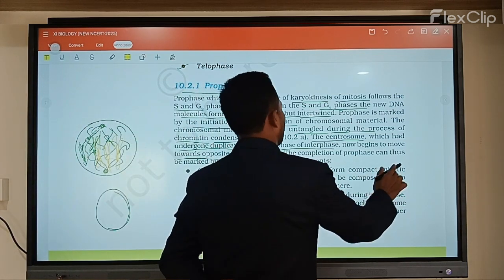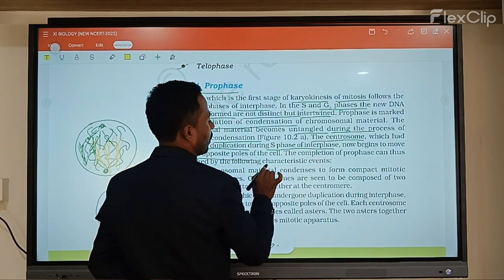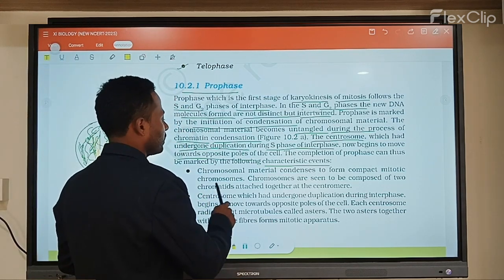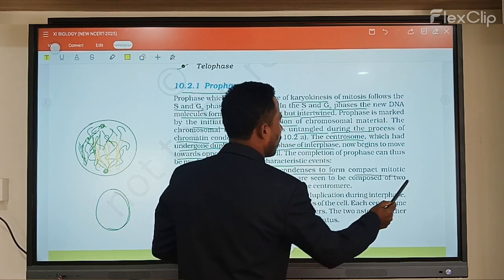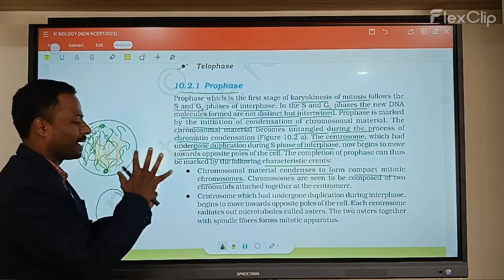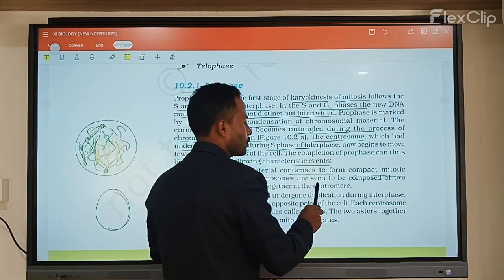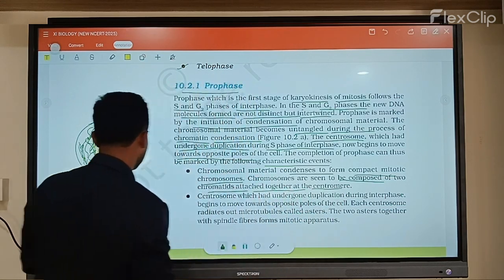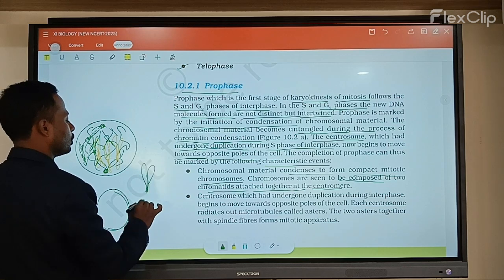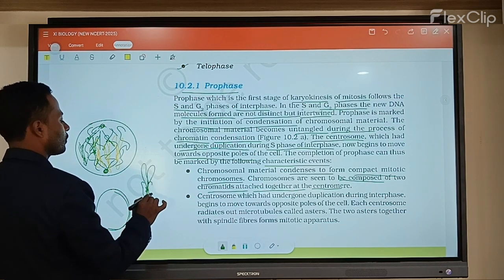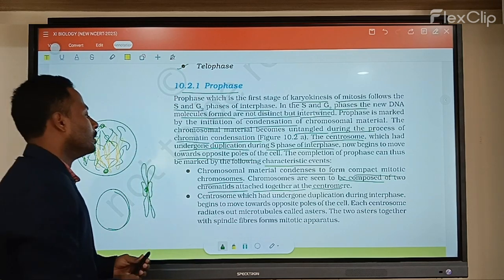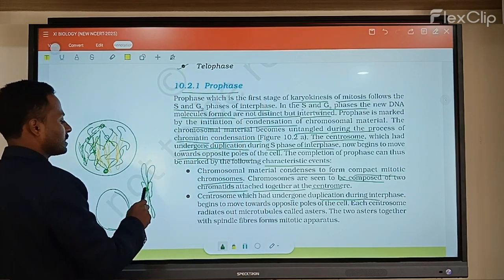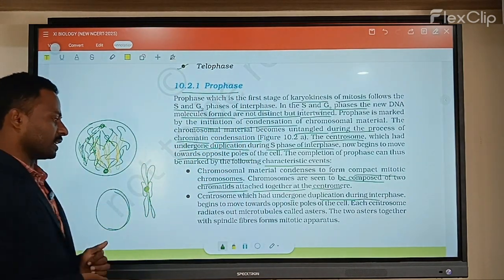Now prophase can be marked by the following characteristic events. The first one: the chromosomal material condenses to form compact mitotic chromosomes. The chromosomes are seen to be composed of two chromatids attached together at the centromere. Now the centromere, which underwent duplication during interphase, okay.